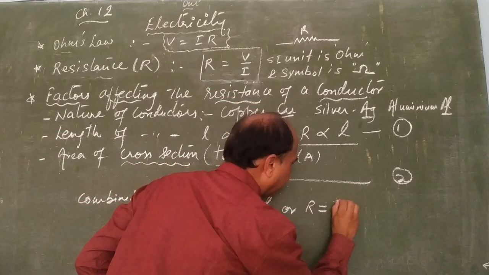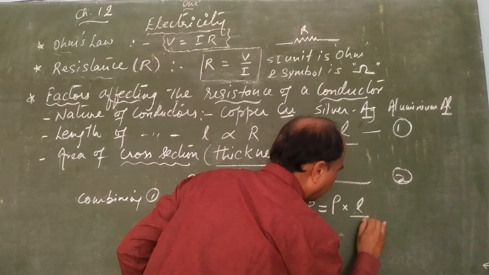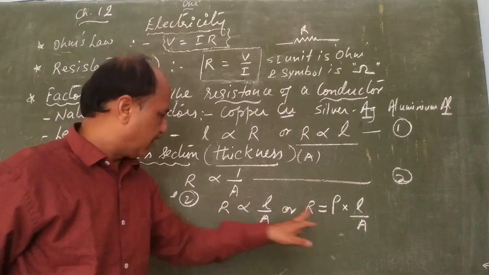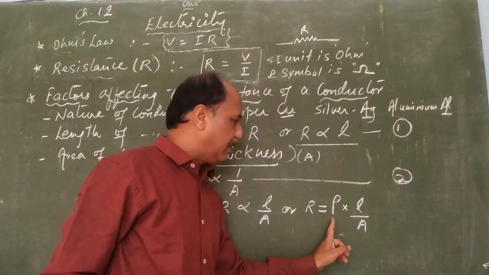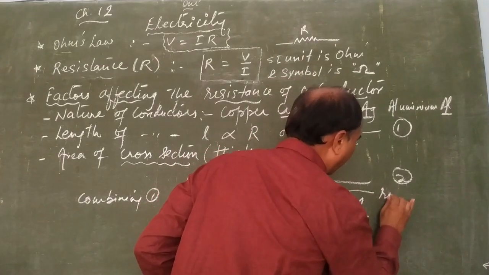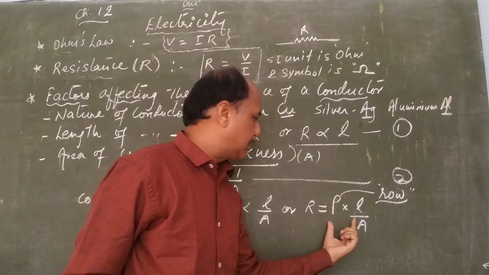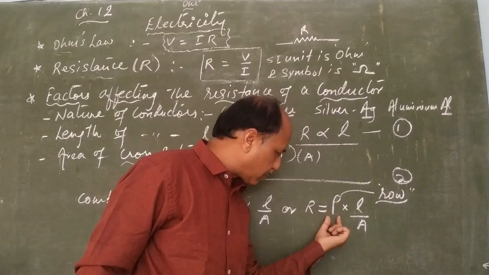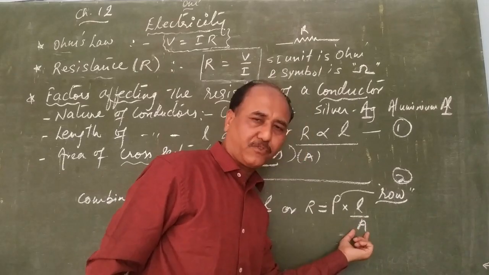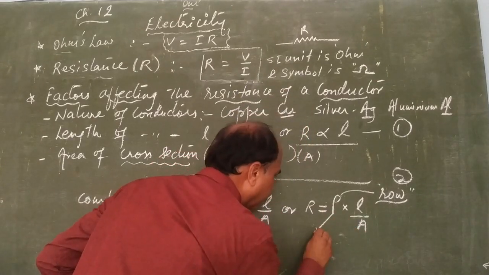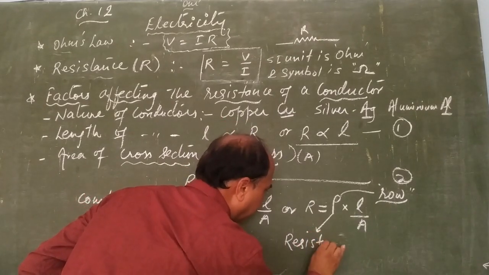We will place another symbol for the constant here, that is called rho. R equals rho into L by A. So now we have removed the sign of proportionality, and we are placing a new constant of proportionality. This symbol indicates rho, R-H-O. So this is rho, another symbol. What is rho here? Since R is resistance, L is length, A is area of cross section, this rho is the resistivity of the conductor.